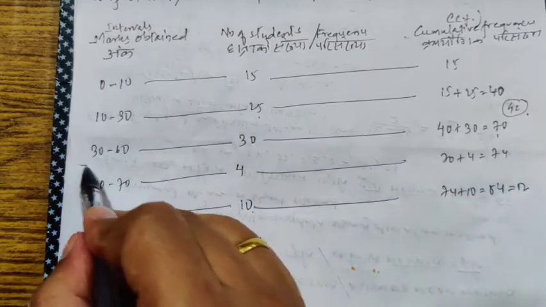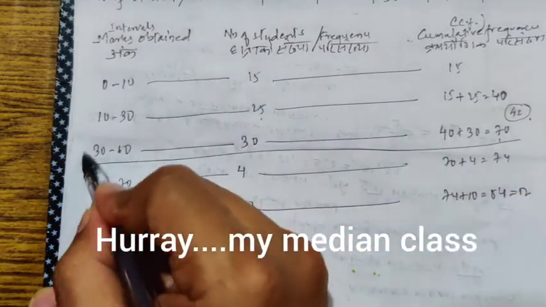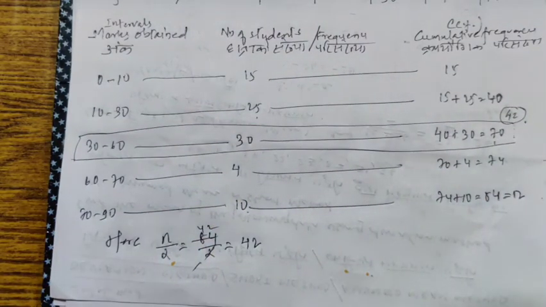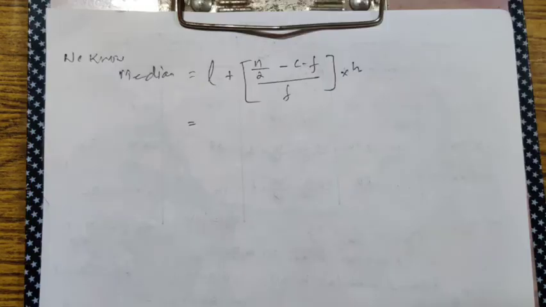This one, the above one. So this is a median class. Make a rectangular box over the median class. So now let's put the formula and let's try to get the answer. The formula is ready. That's the formula.